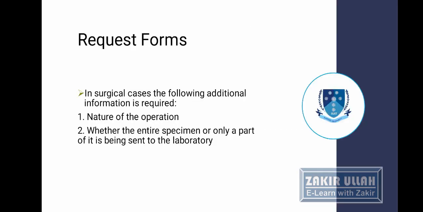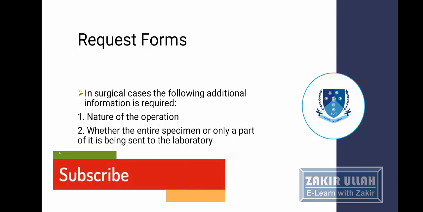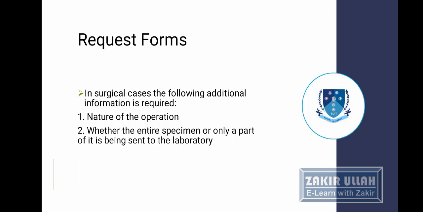The request form in surgical conditions should have additional information. One is the nature of the operation performed, that is, what kind of operation is performed, whether it is mastectomy, partial mastectomy, or full mastectomy. It should also be mentioned whether the whole organ or whole system of the patient is removed and sent to the lab, or only a part of the system or a part of the organ is removed from the body and sent to the lab. So both these pieces of information are a must in case of surgical procedures. They should be sent to the lab along with the other information.